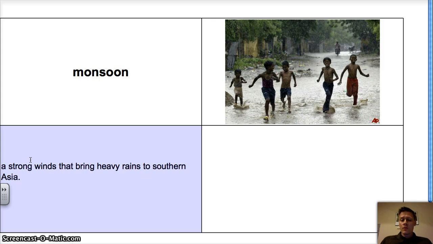So they could bring a lot of good things. The water from the rains helped with many things, but it can also be dangerous. It can also cause a great deal of flooding and a lot of destruction. So I'm going to put the monsoons helped the traders reach India.